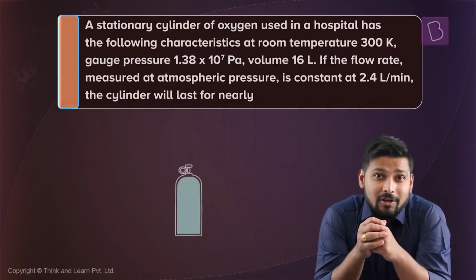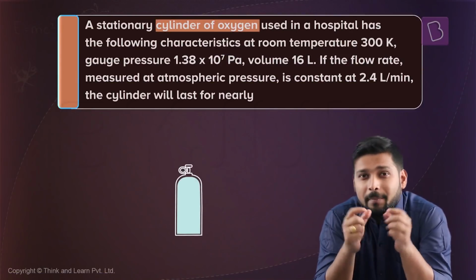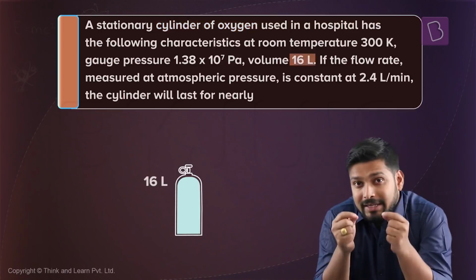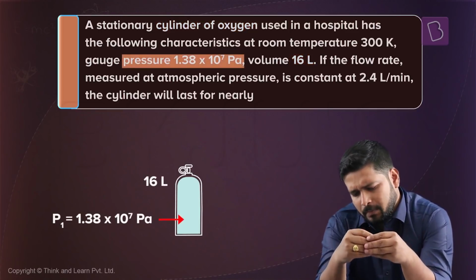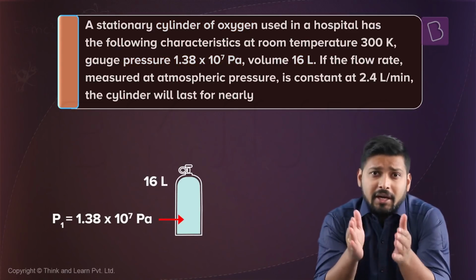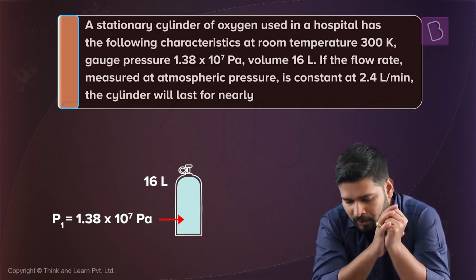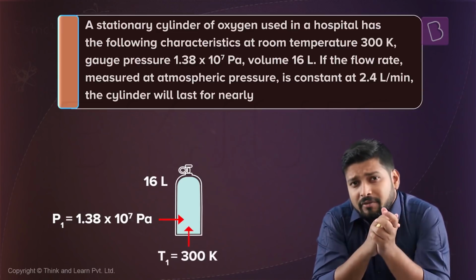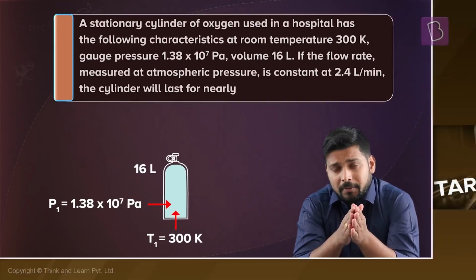So we all have come across an oxygen cylinder, right? So in this problem, we are given an oxygen cylinder. The capacity of this oxygen cylinder is 16 liters, okay? The pressure inside the cylinder is mentioned to us as 1.38 into 10 to the power 7 pascals. And that's the gauge pressure. So gauge pressure is basically the pressure which is above the atmospheric pressure, all right? And the temperature is given to us also, that's 300 Kelvin, that is the room temperature, okay?